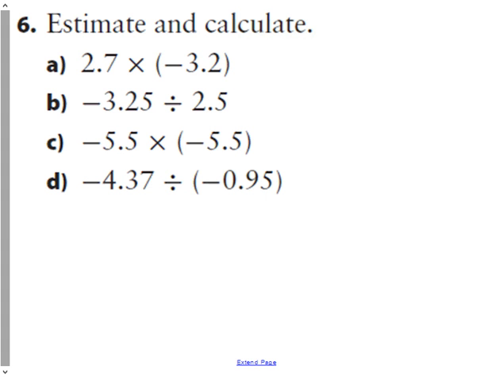Question 6 says estimate then calculate. So the estimation will be a positive 3 multiplied by a negative 3, which will be an estimation of approximately negative 9.